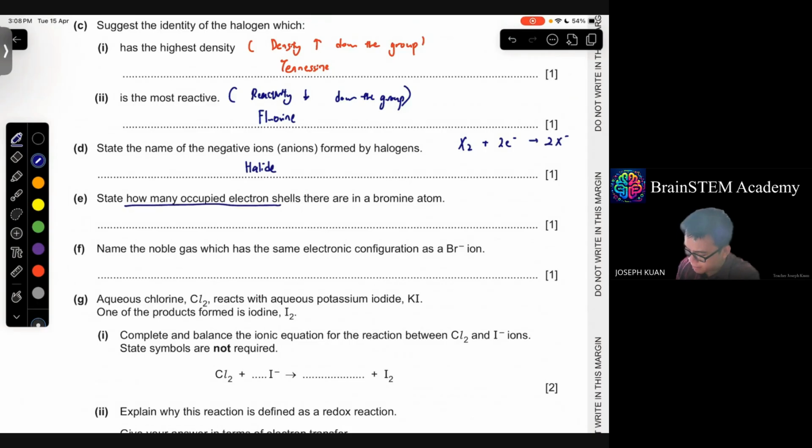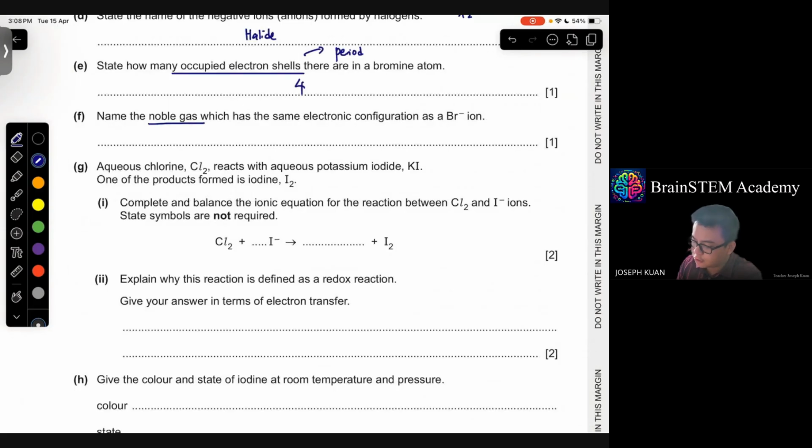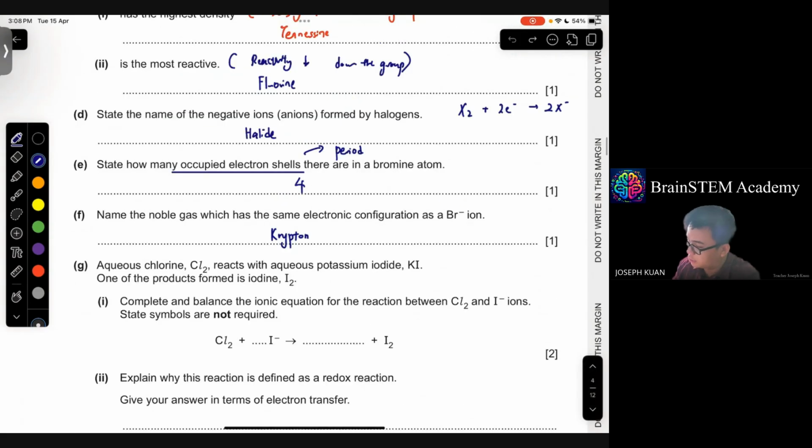Next, state how many occupied electron shells there are in the bromine atom. The number of electron shells can actually be figured out by looking at the period of the periodic table. Now, the bromine atom is located in the 4th period, so it has 4 electron shells that are occupied with electrons. F, state the noble gas which has the same electronic configuration as a bromide ion. So that will be krypton. As bromine gains electrons, it has 1 extra electron, which shifts to the next element, that will be krypton. Krypton has the same number of electrons as a bromide ion.